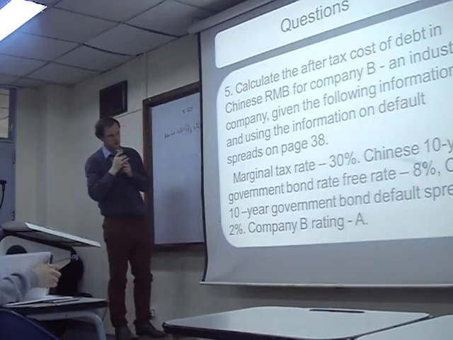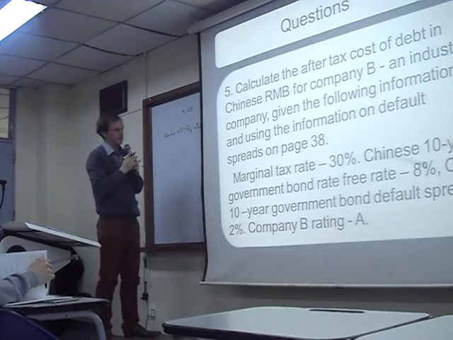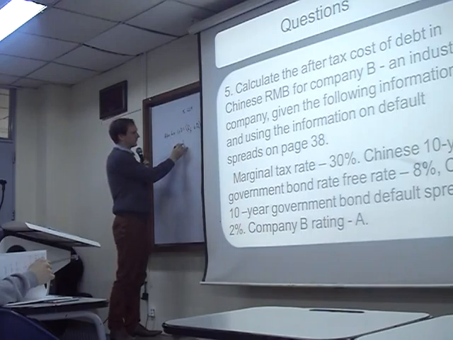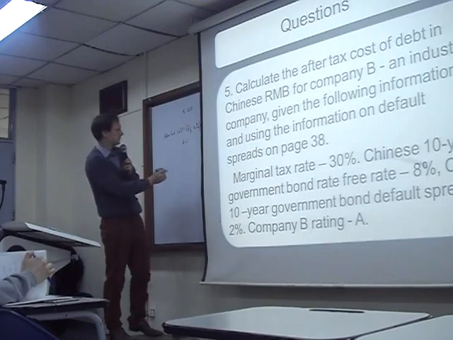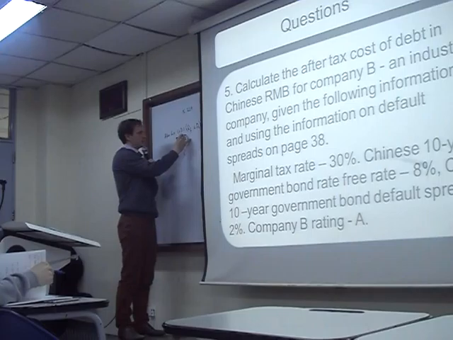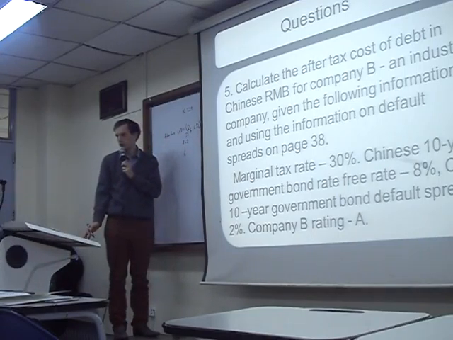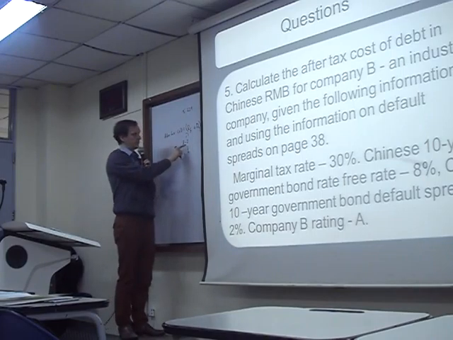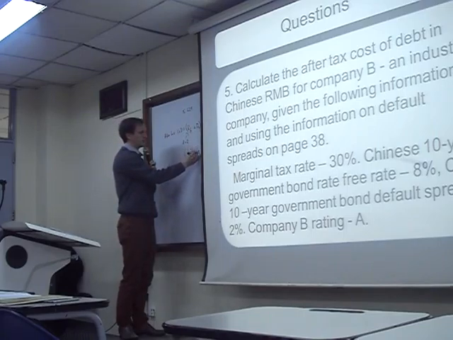Okay, so first of all, we find the risk-free rate for China. It's going to be 8 minus the default spread for China, which is 2. So 6 is going to be the risk-free rate for China. Does everybody understand? We already did that before. Then we add back the country default spread of 2, and add the default spread for the company, which you said was 1.47, is that correct?